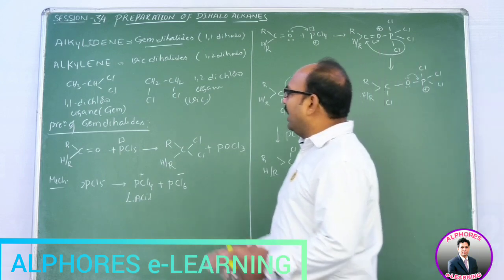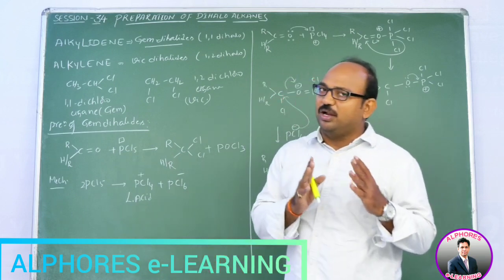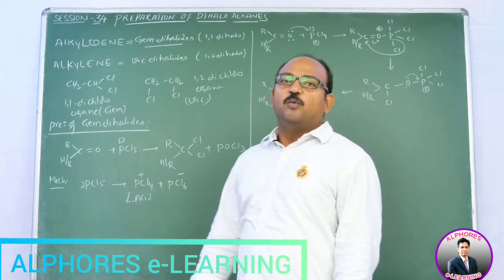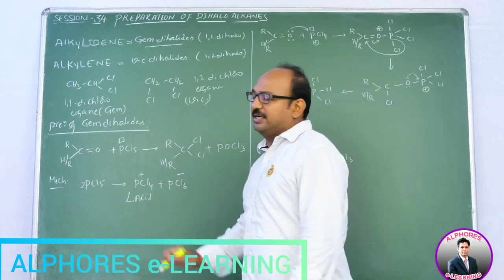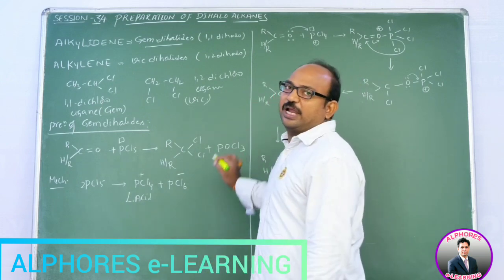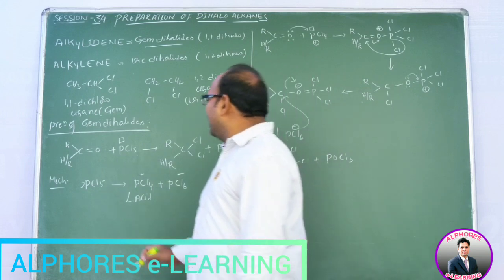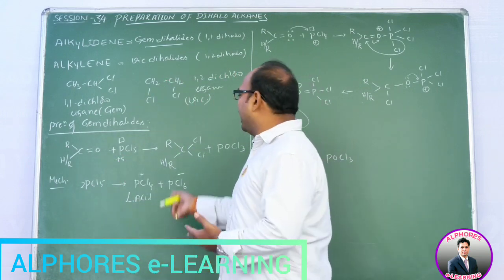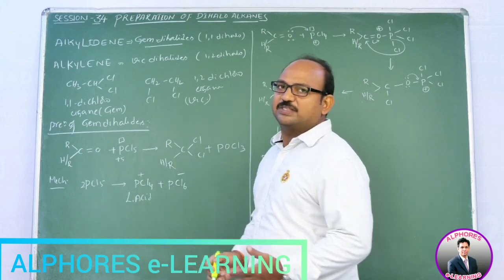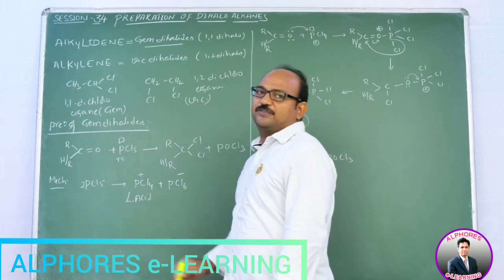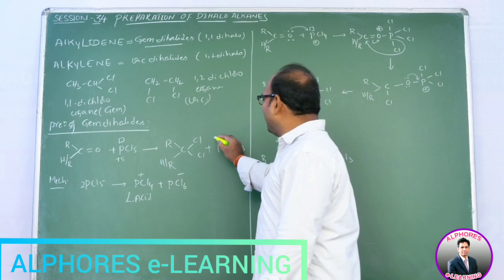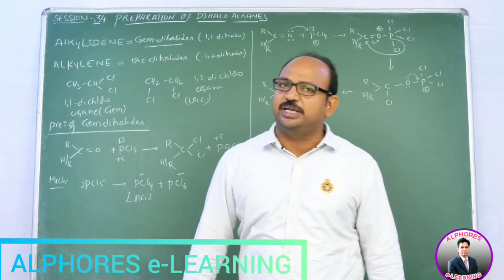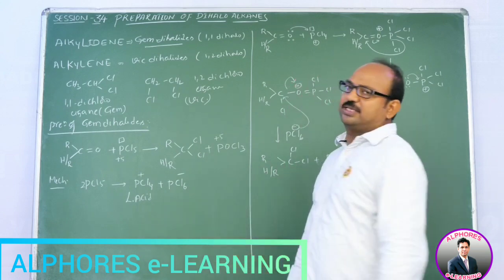Once again, aldehydes or ketones, simply what we call carbonyl compounds, upon reaction with PCl5, we are getting gem halides, and along with that phosphoryl chloride, POCl3. This reaction is not an acid base reaction, that you can understand by checking the oxidation state of phosphorus. In PCl5 phosphorus is in plus 5 oxidation state, in POCl3 also plus 5 oxidation state. There is no change in oxidation state, hence this reaction is not a redox reaction.